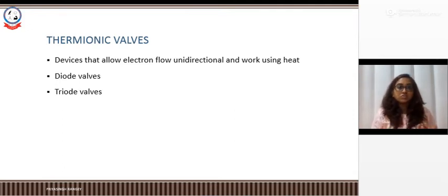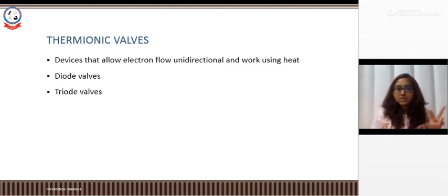This property is known as thermionic emission, and it is possessed by only a few materials that are present in the natural habitat. So we use these materials and we heat them up in order to get a unidirectional flow of current. Using this basic principle, we can create two types of valves, which are the diode valves and the triode valves. Now as the name suggests, a diode valve is a valve which consists of two electrodes, whereas a triode valve is a valve which consists of three electrodes.